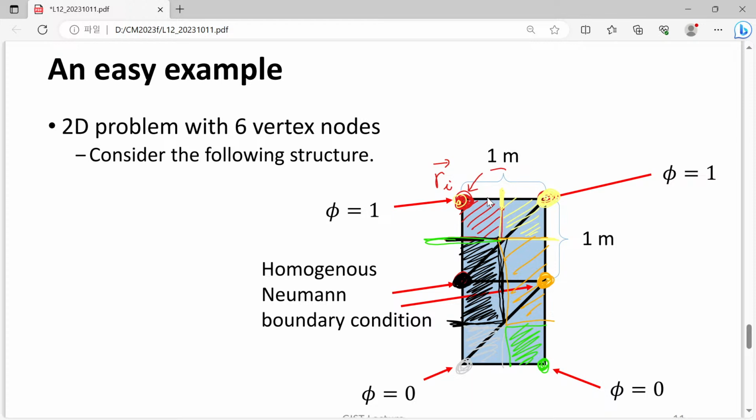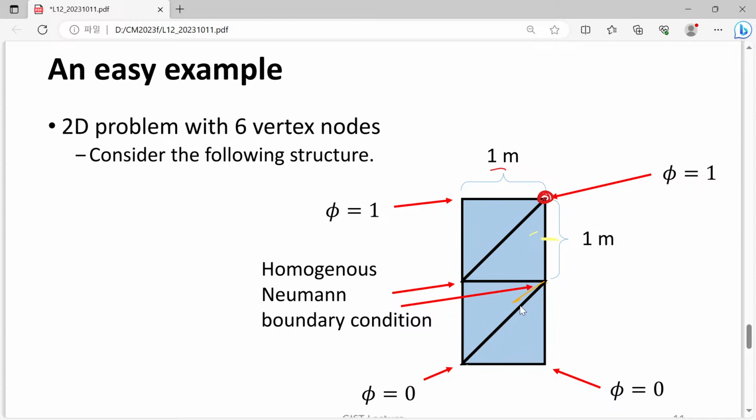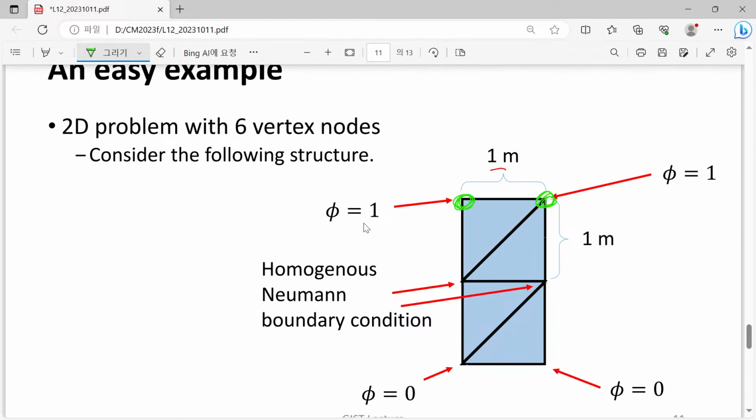Now let me consider once again the boundary conditions. Here we have boundary conditions. The boundary condition is like this. Here we have 2 points, here and there. For these upper 2 points, please assign number 1.